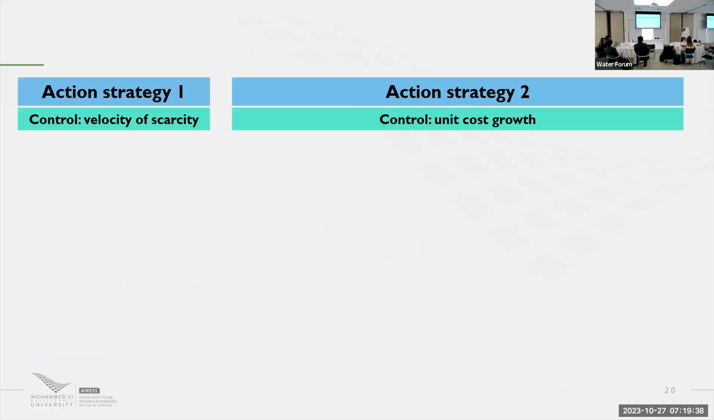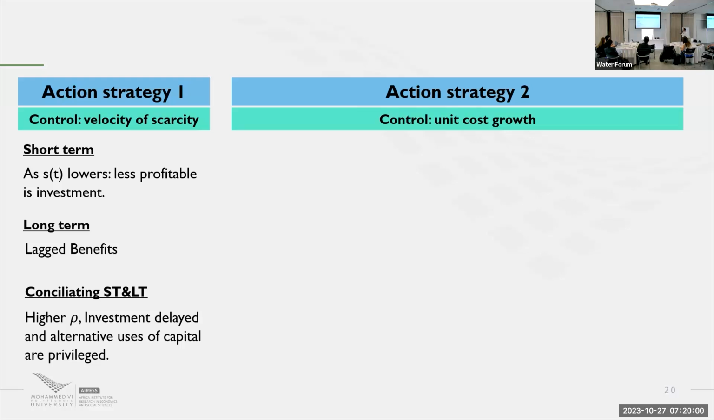In terms of action strategies, in terms of control, going back to the idea of social pressure: if we want to lower the social pressure, we can control for the cost growth, or we can control for the velocity of scarcity if we want to have a physical balance within the economy.